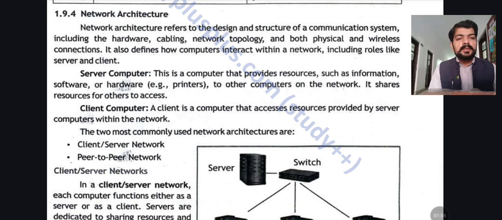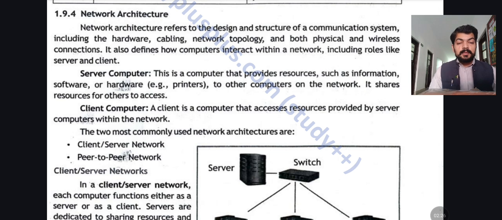This is a computer that provides resources such as information, software or hardware, for example a printer, to other computers. The server is the main computer that has the role to provide resources such as information, software, hardware to other computers on the network. It shares resources with others to access the information. That is about the server computer.